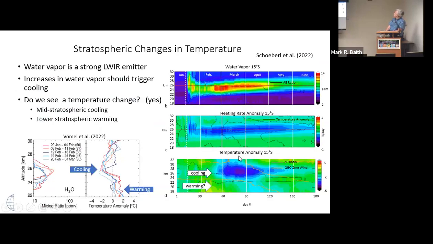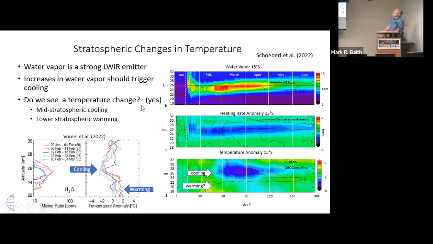Okay. Next slide. So stratospheric temperature changes. Okay, so water vapor is a strong long-wave IR emitter, as everybody who deals with the Earth's atmosphere knows. If it's very humid at night, it doesn't get as cold. That's actually due to dew point issues, but I digress. This is a long IR emitter, and increases in water should trigger cooling.